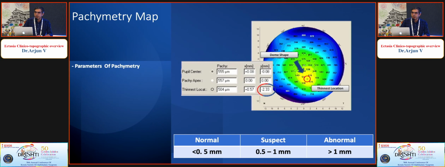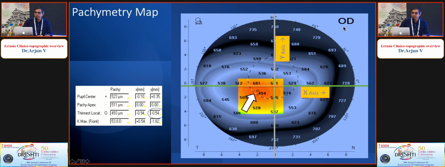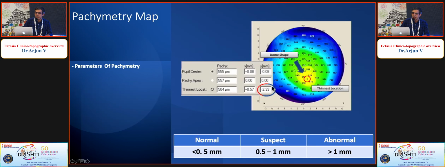One more thing you can see for this is the y coordinate. Y coordinate is the inferior deflection of the cone. As I said, most of the ectasias are inferior and temporal. If the y coordinate is more than 1 millimeter from the center, it is considered abnormal.